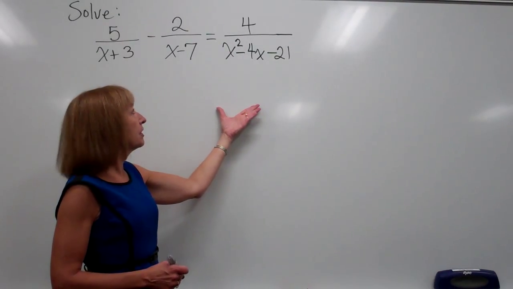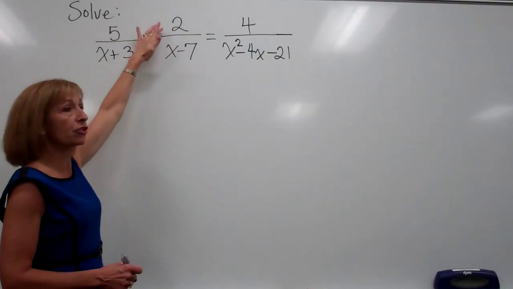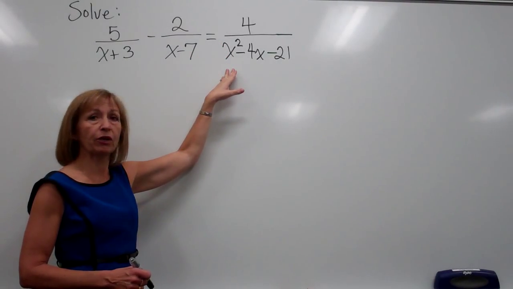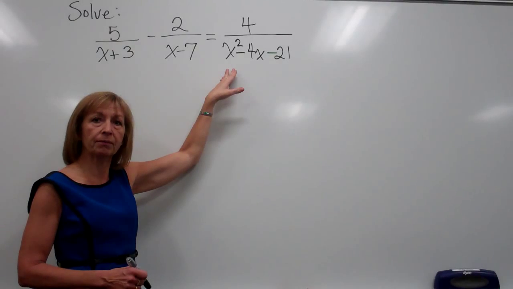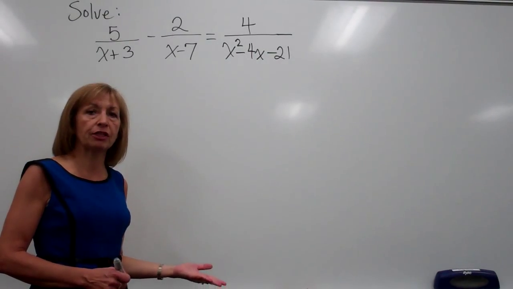Let's take an example of this rational equation, which is to solve 5 over x plus 3 minus 2 over x minus 7 is equal to 4 over x squared minus 4x minus 21. Our first step in solving this equation is to remove the fractions.